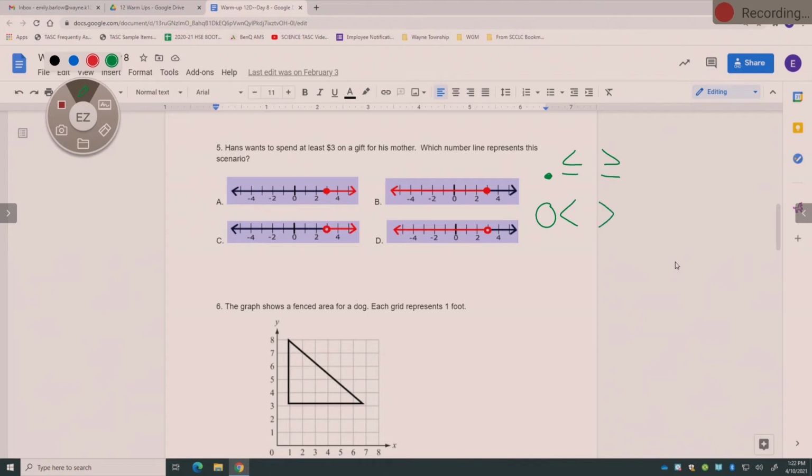So Hans wants to spend at least $3 on a gift for his mother. Which number line represents this scenario? Well, first we need to decide, do we need a closed dot or do we need an open dot? He wants to spend at least $3, means that $3 is okay. It's included. So that means we want a solid dot. So we can say no to C and no to D.